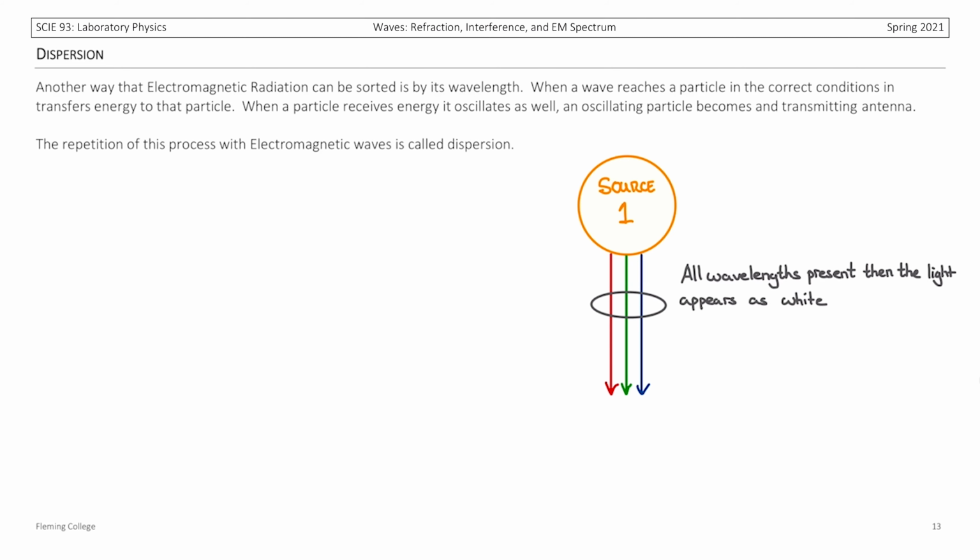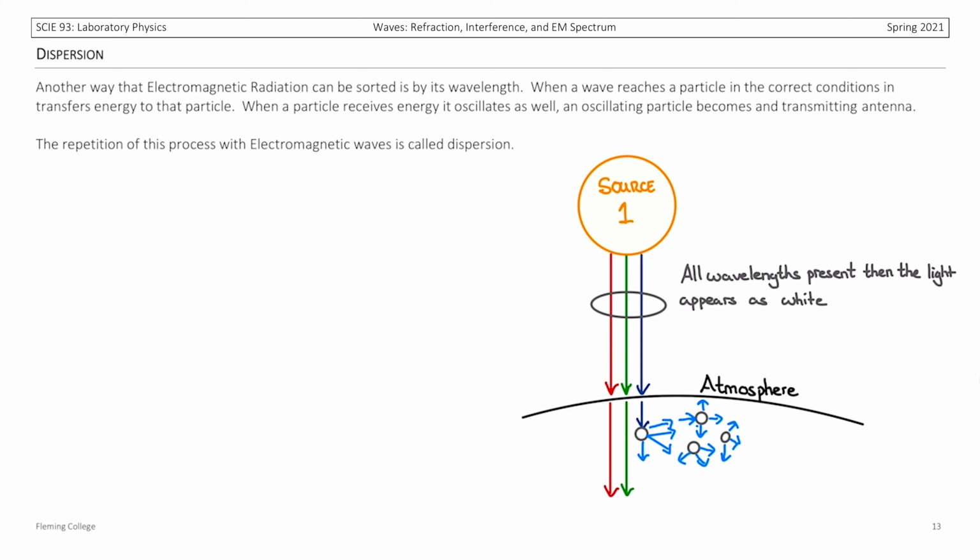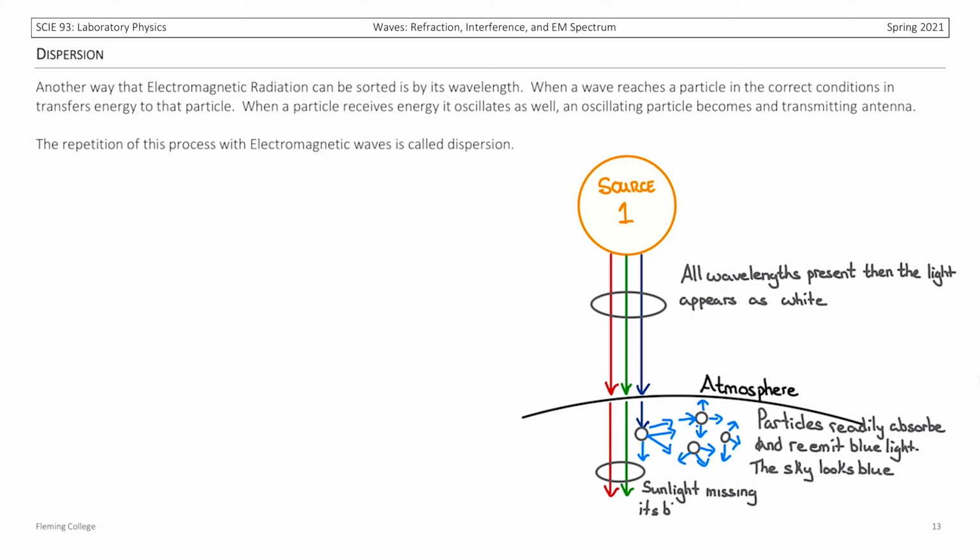But as that collection of wavelengths reaches an interface, like our atmosphere, particles in the blue wavelength are readily absorbed and then re-emitted by the particles in the atmosphere. This means that all of the blue light reflects around in the atmosphere and makes the atmosphere visible to us in that blue color. But the sunlight, now missing that blue light, shifts from white more towards a yellow. There are even more interesting things that can happen.